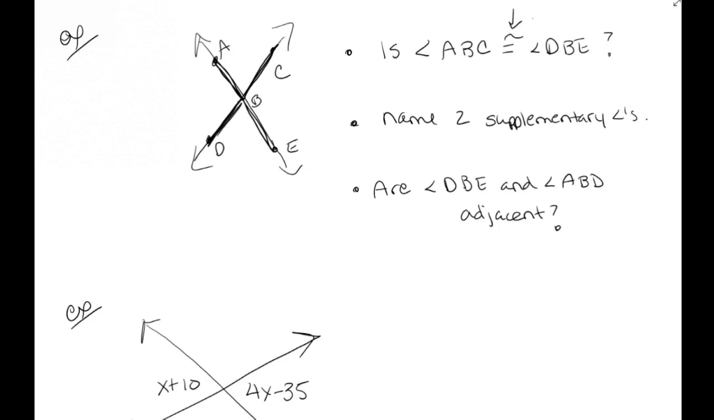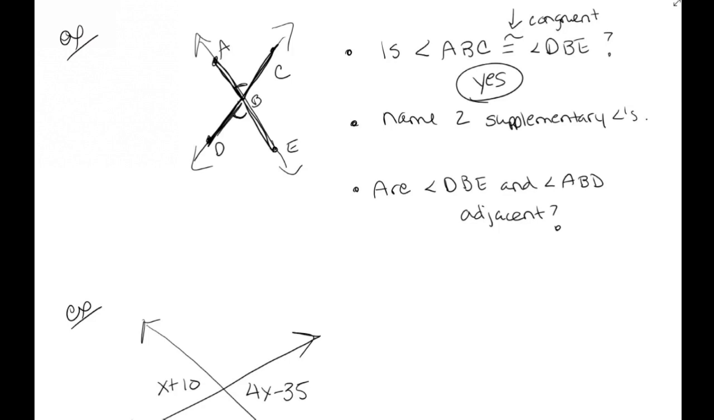This is the congruent sign, if you're unfamiliar with that, if you haven't seen that before. So the question is, are they equal? And remember what we said about vertical angles. Vertical angles are opposite angles, and they're also congruent. So are they congruent here, ABC and DBE? The answer is yes.